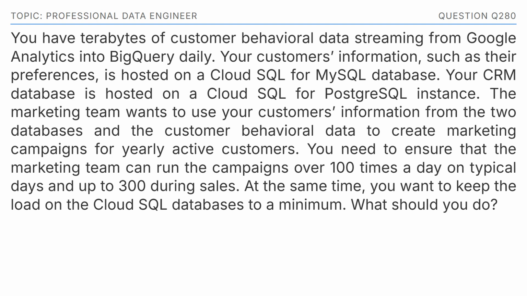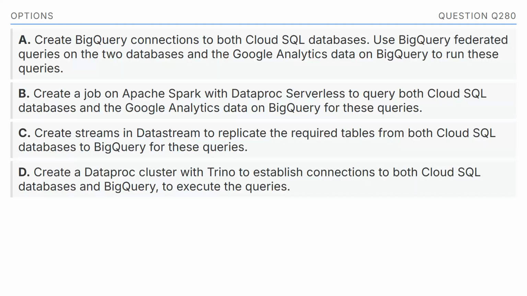You need to ensure that the marketing team can run the campaigns over 100 times a day on typical days and up to 300 during sales. At the same time, you want to keep the load on the Cloud SQL databases to a minimum. What should you do? The options are: Option A. Create BigQuery connections to both Cloud SQL databases. Use BigQuery federated queries on the two databases and the Google Analytics data on BigQuery to run these queries.